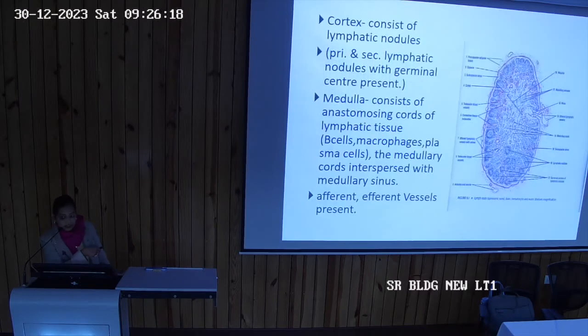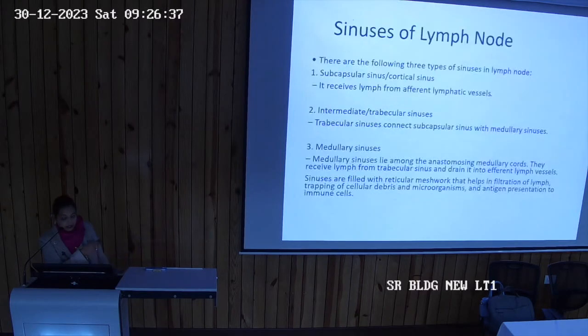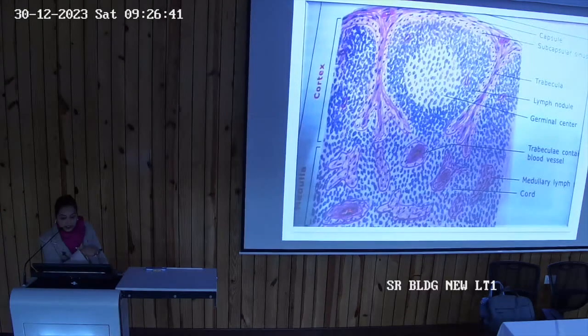Subcapsular sinus is present. Cortex consists of lymphatic nodule. I already told you. Now medulla consists of anastomosing cords of lymphatic tissues. What is it made up of? B cells, macrophages, and plasma cells. Medullary cords are interspersed with the medullary sinuses. So these are the sinuses: subcapsular, trabecular, and medullary sinuses. So this is the histology of lymph nodes.